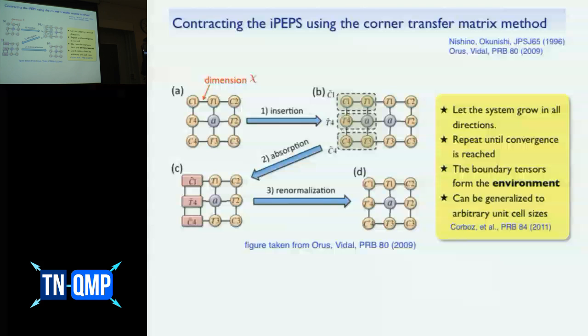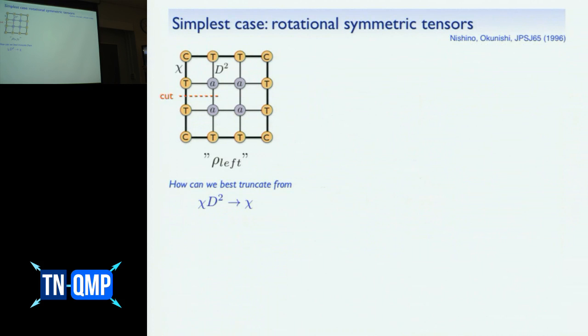Okay, now the trickiest part is of course this renormalization step. How can we do this renormalization? Let me first discuss it for the case where you have rotational and reflection symmetry. That's the easiest case, which was also in the original paper by Tomotoshi Nishino and Okunishi in 1996, when you use it for the classical case, for example.